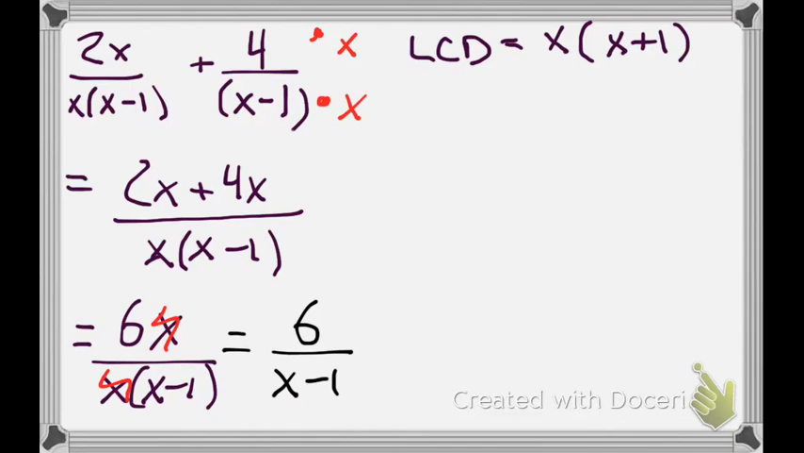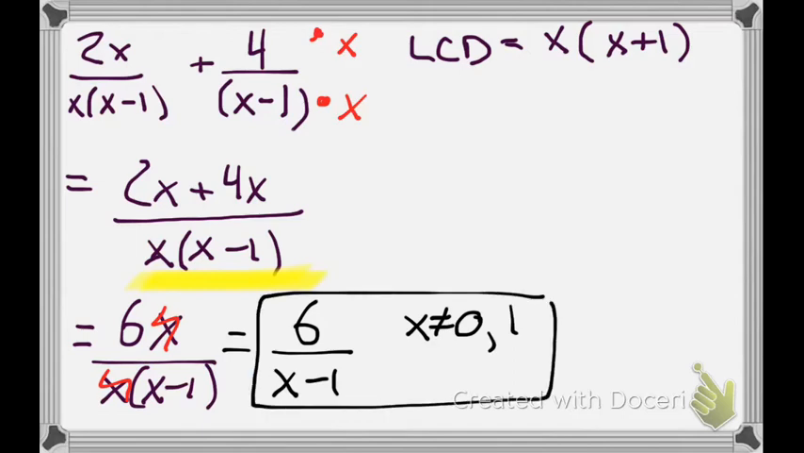Lastly, I know I need to find those NPVs, so I want to do that before anything gets crossed out. So I know x cannot equal 0 or positive 1. And I would need both of these to have a correct answer.